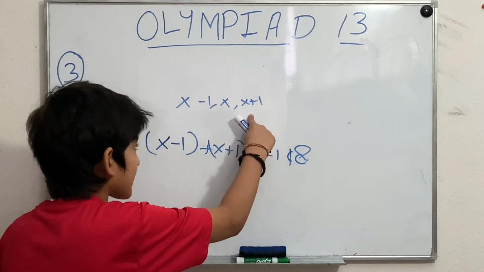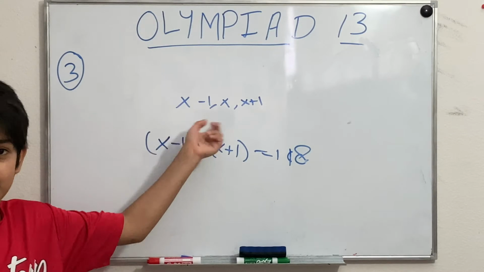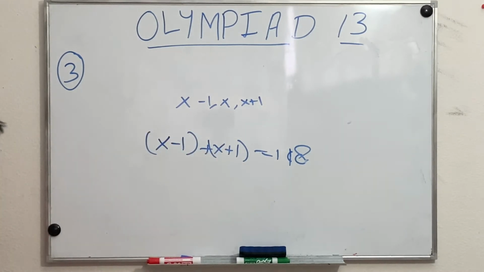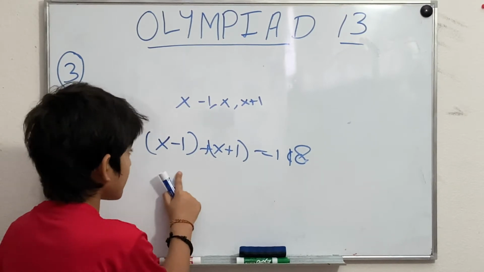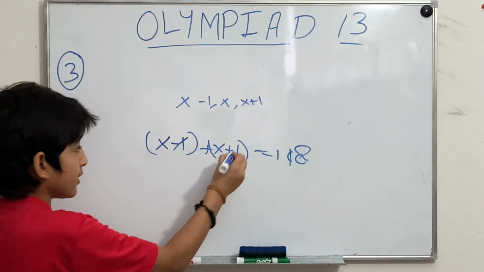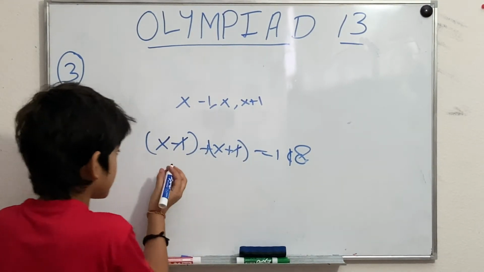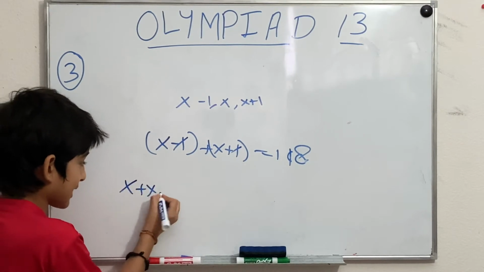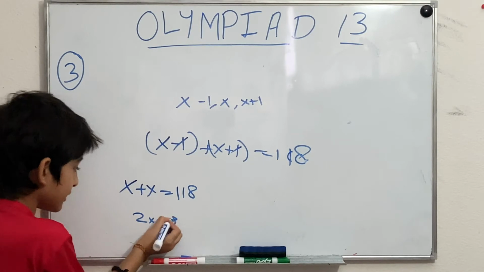We could have named this x and x minus 1, x minus 2, but I just named this as x and this to make it a little bit more simpler for me. But you can do any way you like here. So x minus 1 plus x plus 1 is equal to 118. So 1 and 1 cancel out because there's no use of the parentheses right now since this is a plus. So basically x plus x is equal to 118, which means 2x is equal to 118.